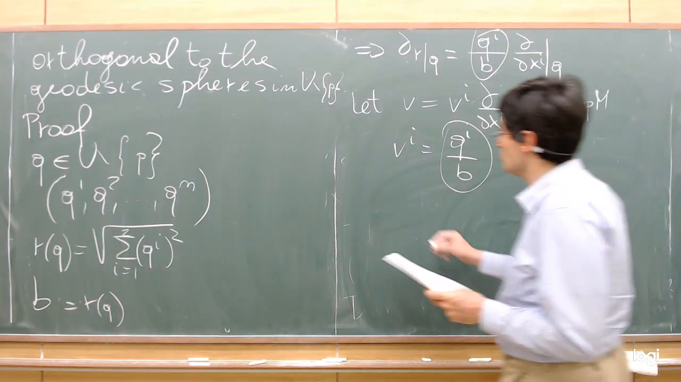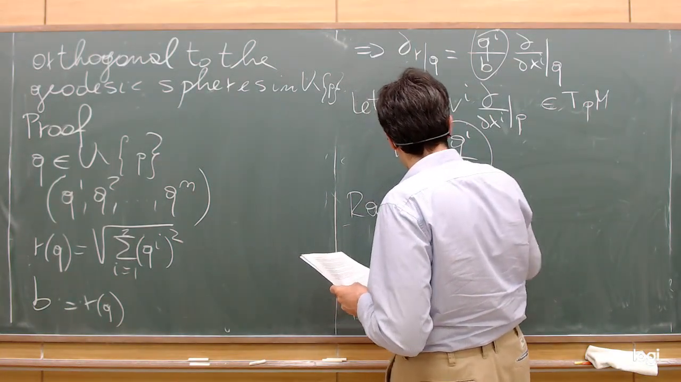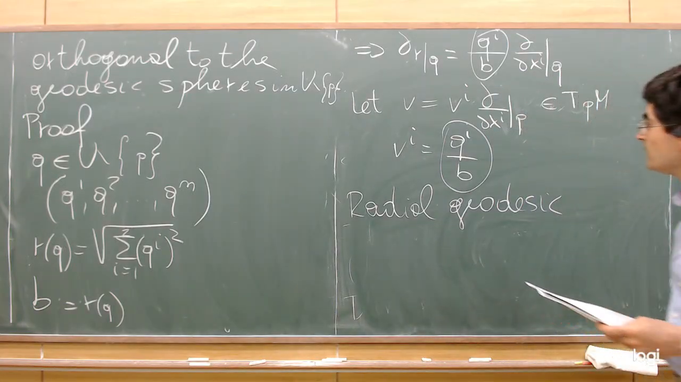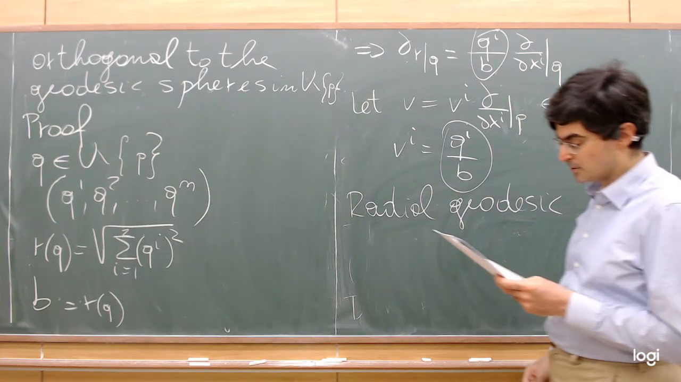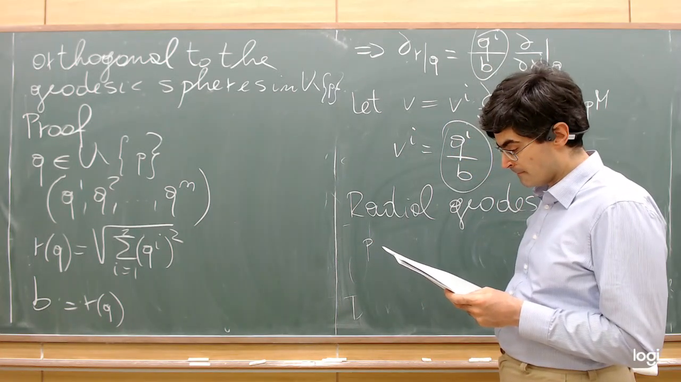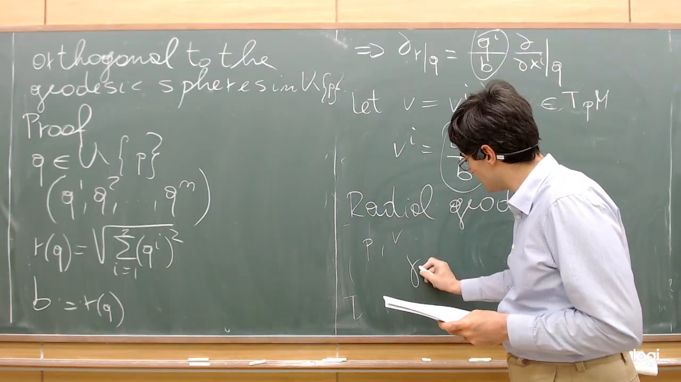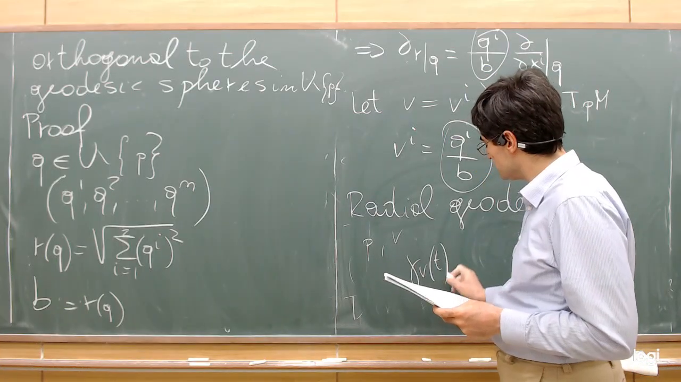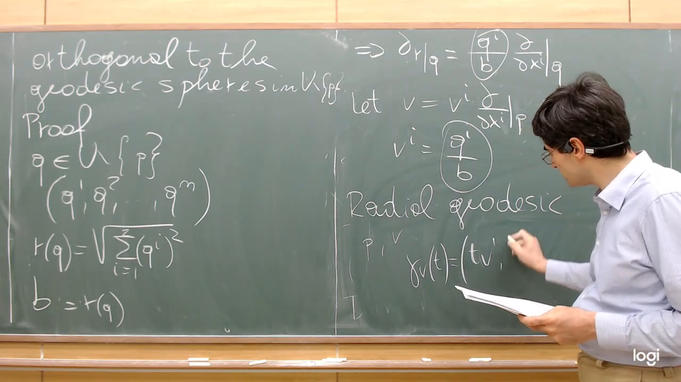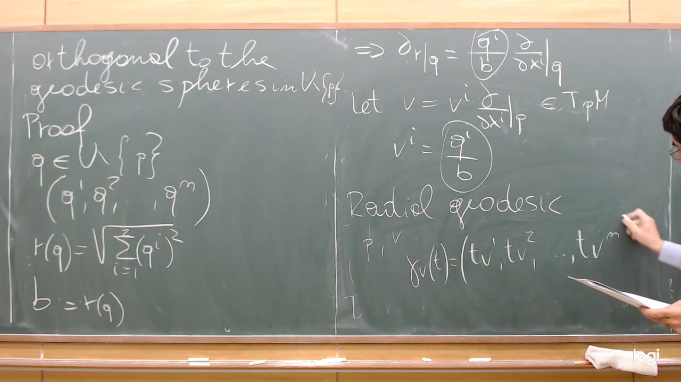Now let's introduce the radial geodesic, having as initial point P and initial velocity V. We know that its local representation is given by (tV1, tV2, ..., tVn).